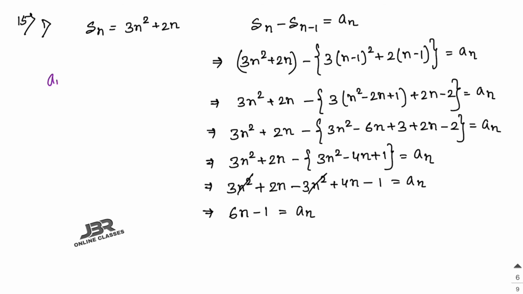As you have to find out the rth term, that means Ar, the formula will be 6r minus 1. So that is your final answer. Okay, now the next part.